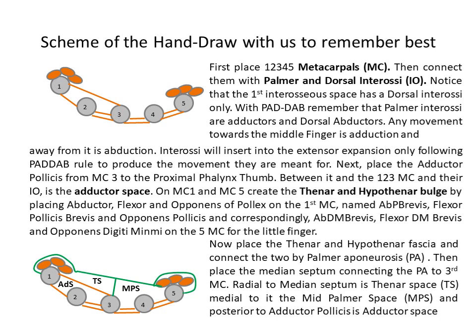Now place the thenar and the hypothenar fascia and connect the two by the palmar aponeurosis. Then place the median septum attaching the palmar aponeurosis to the third metacarpal. Radial to the median septum is the thenar space, medial to it the mid-palmar space, and behind the adductor pollicis, or posterior to the adductor pollicis, is the adductor space.